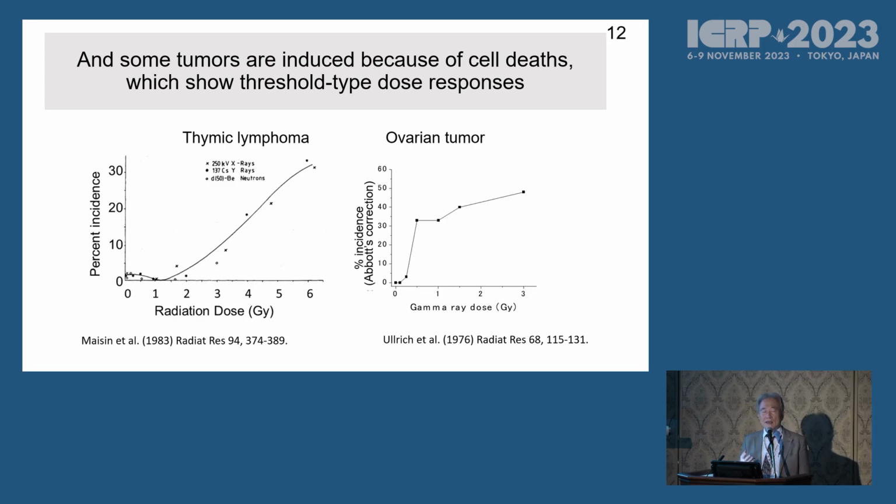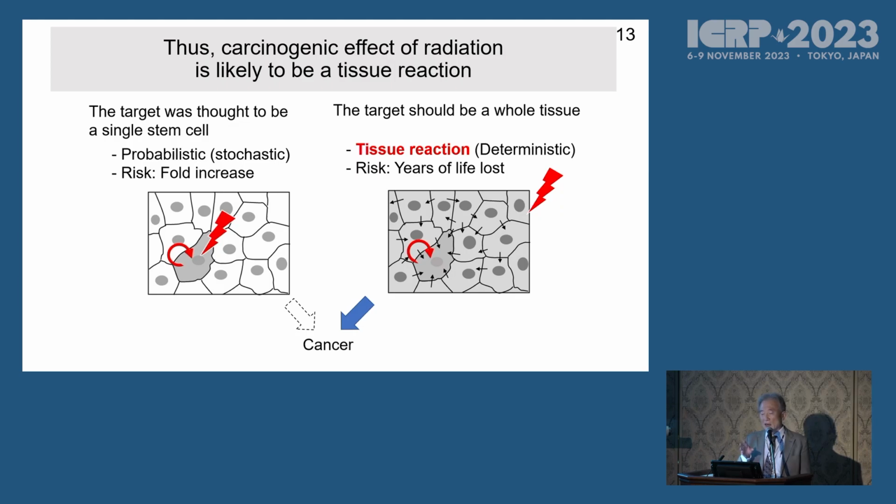When I say that, you know that radiation carcinogenesis occurs in the linear non-threshold type of dose response. Well, I say that is not all. There are exceptional cases, such as thymic lymphoma or ovarian tumor. Both are in rodents, but there are such kinds of threshold type of cancer induction. So this is the last slide.